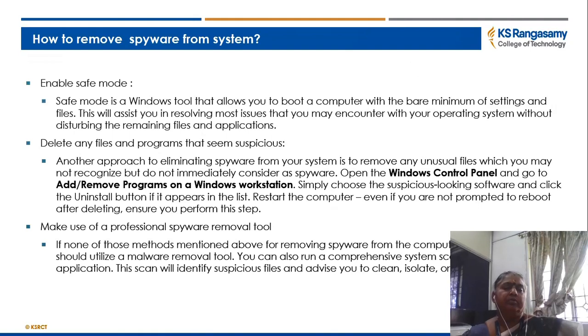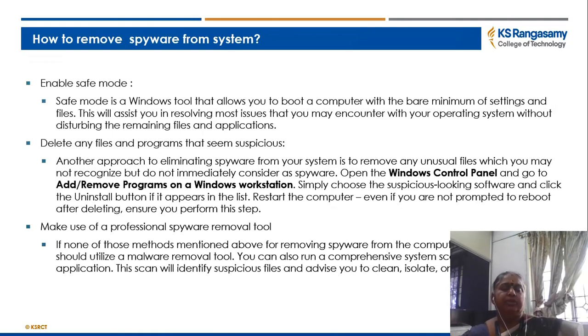Next is how to remove spyware from the system. Enable safe mode. Safe mode is a Windows tool that allows you to boot a computer with the bare minimum of settings and files. This will assist in resolving most issues that you may encounter with your operating system without disturbing the remaining files and applications. The next one is to delete any files and programs that seem suspicious.